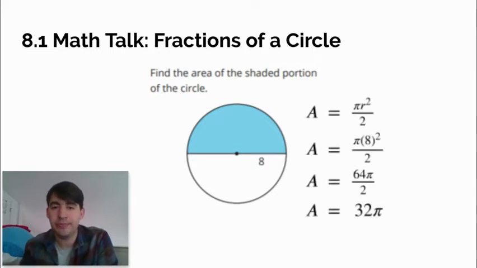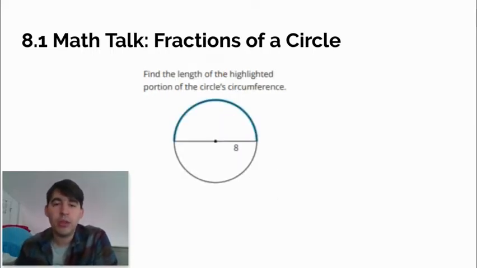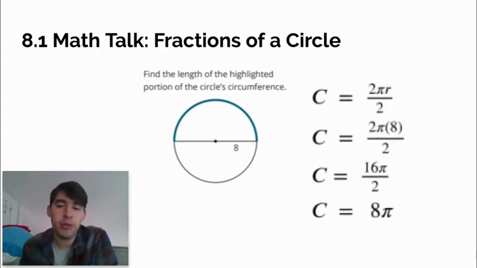Let's try the next one. Here we're looking for the length of the arc that goes around the circle. So the length of the arc, in this case, is still half the circle. We're looking for half the circumference. So the circumference of the circle is 2 pi r, which would be 16 pi. And if we cut that in half, we end up with 8 pi. Next.